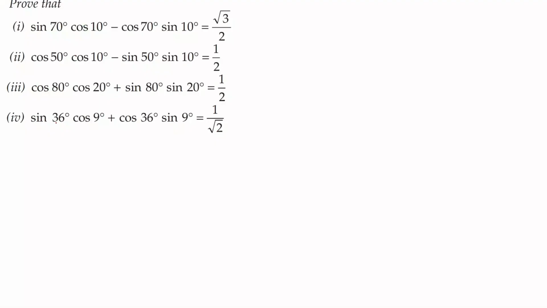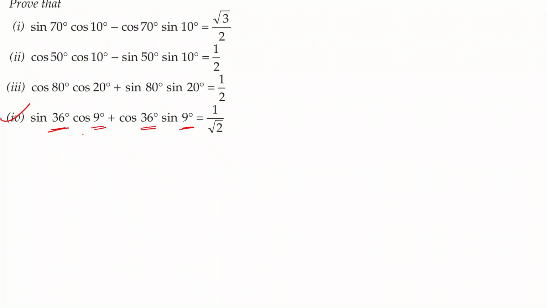Now, I'll just do one question over here, and the rest three I leave to you as an exercise. So let's see how we can handle this. It is given sine 36 degrees cos 9 degrees plus cos 36 degrees sine 9 degrees. Okay. So does it remind you of something? Think for a second. It is something of the form sine A cos B plus cos A sine B. You just think of this 36 and 9 as A and B.